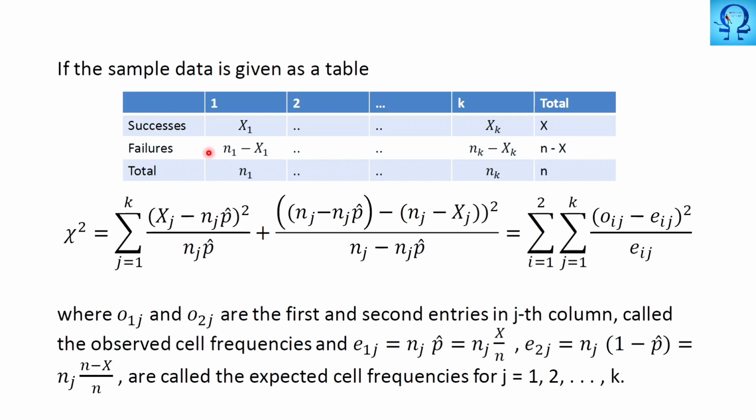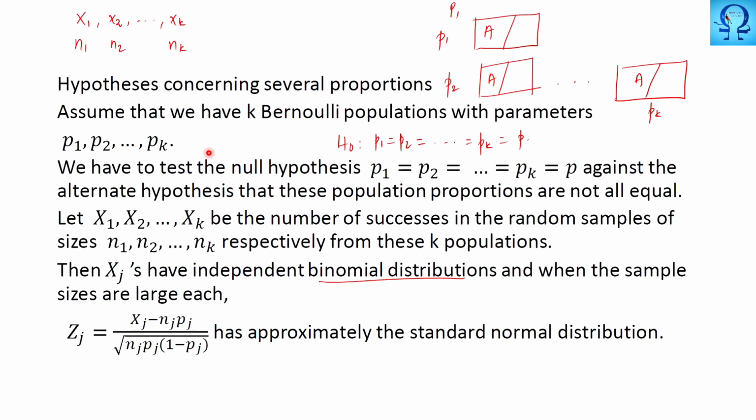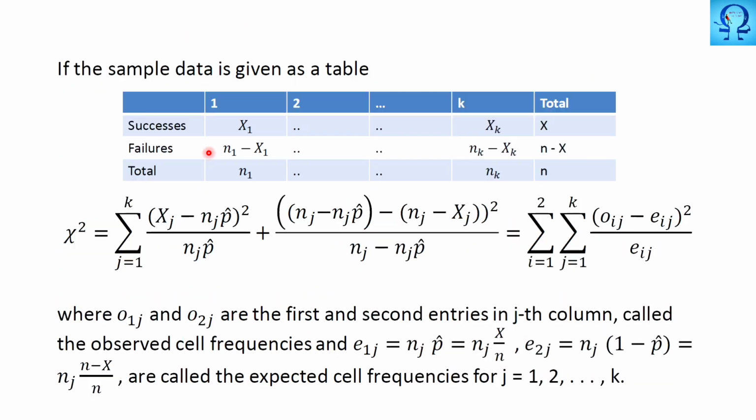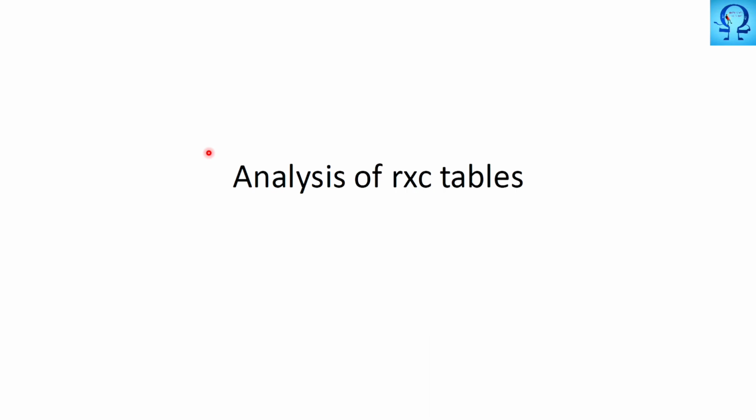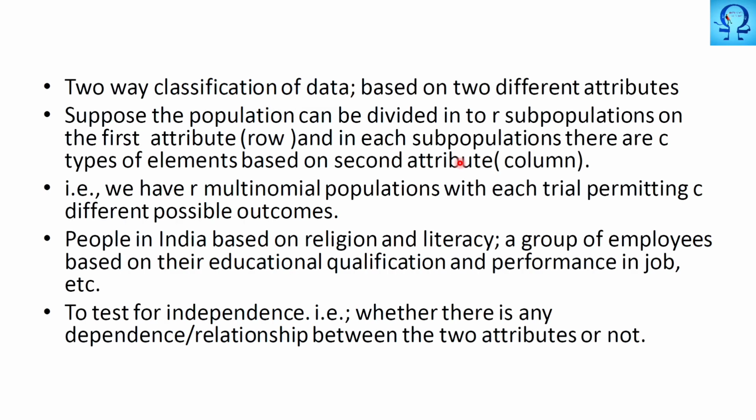Okay, in general, this is concerning the hypothesis of several populations. We may have any number of rows and any number of columns. That table is known as an R cross C table, and the analysis of those tables is what we are going to do.